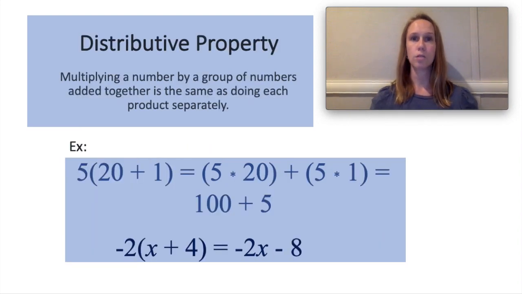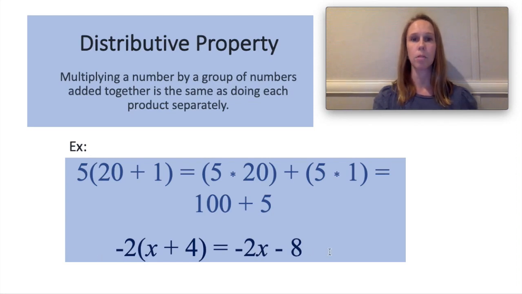And the next word is the distributive property. You've probably been using this since you were in 3rd grade, learning your multiplication facts and how to break numbers apart. It's when we multiply a number by a group of numbers that are added together. That's the distributive property here in this example, and it's the same as doing each product separately. So if you have 5 times the quantity 20 plus 1, I could think of that as 5 times 21, or 5 times 20, where I'm distributing that 5 to each term, and 5 times 1, and then adding those two products together, which will be 100 plus 5.